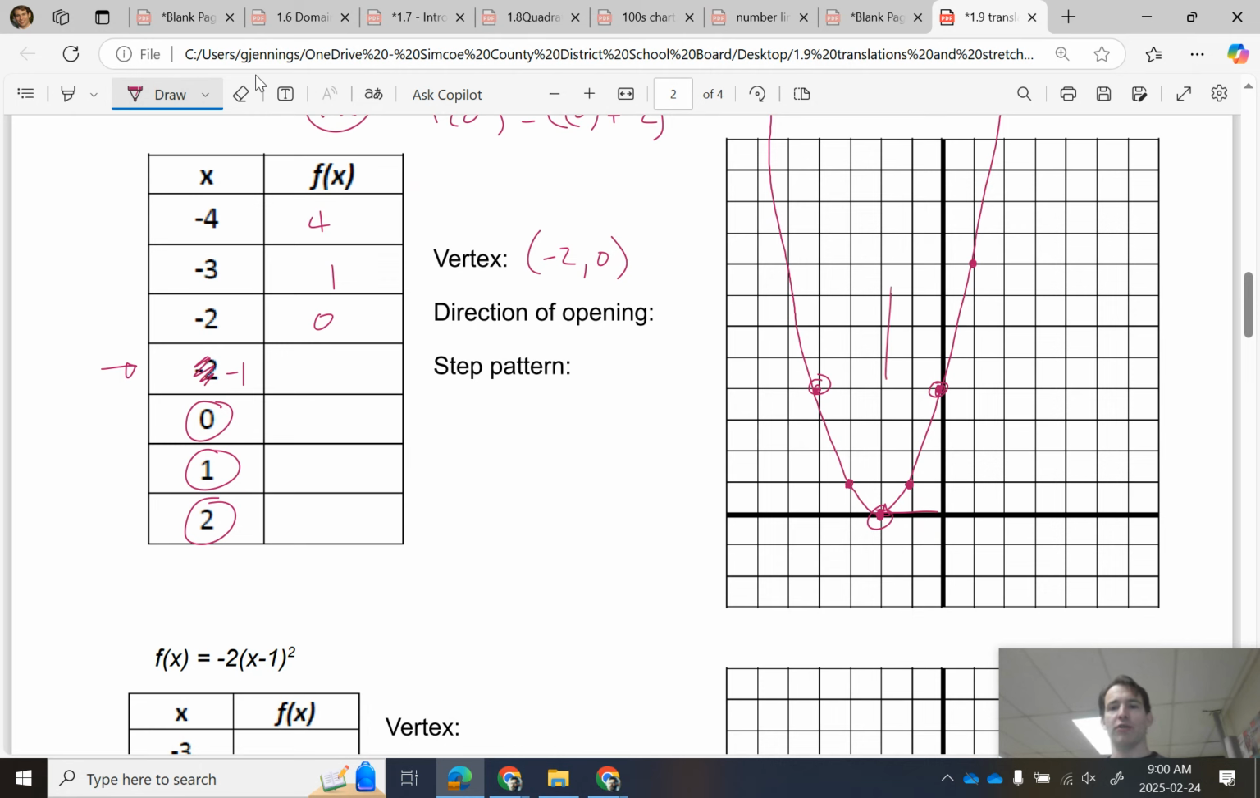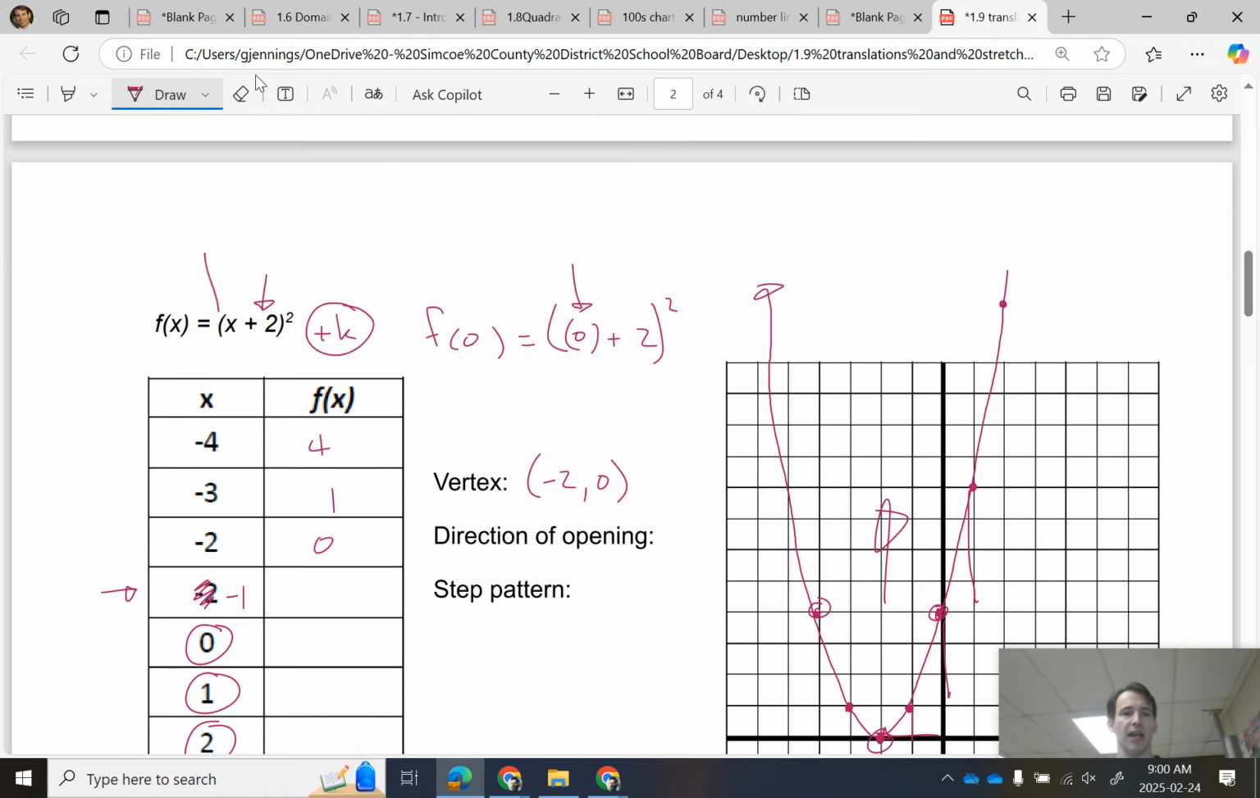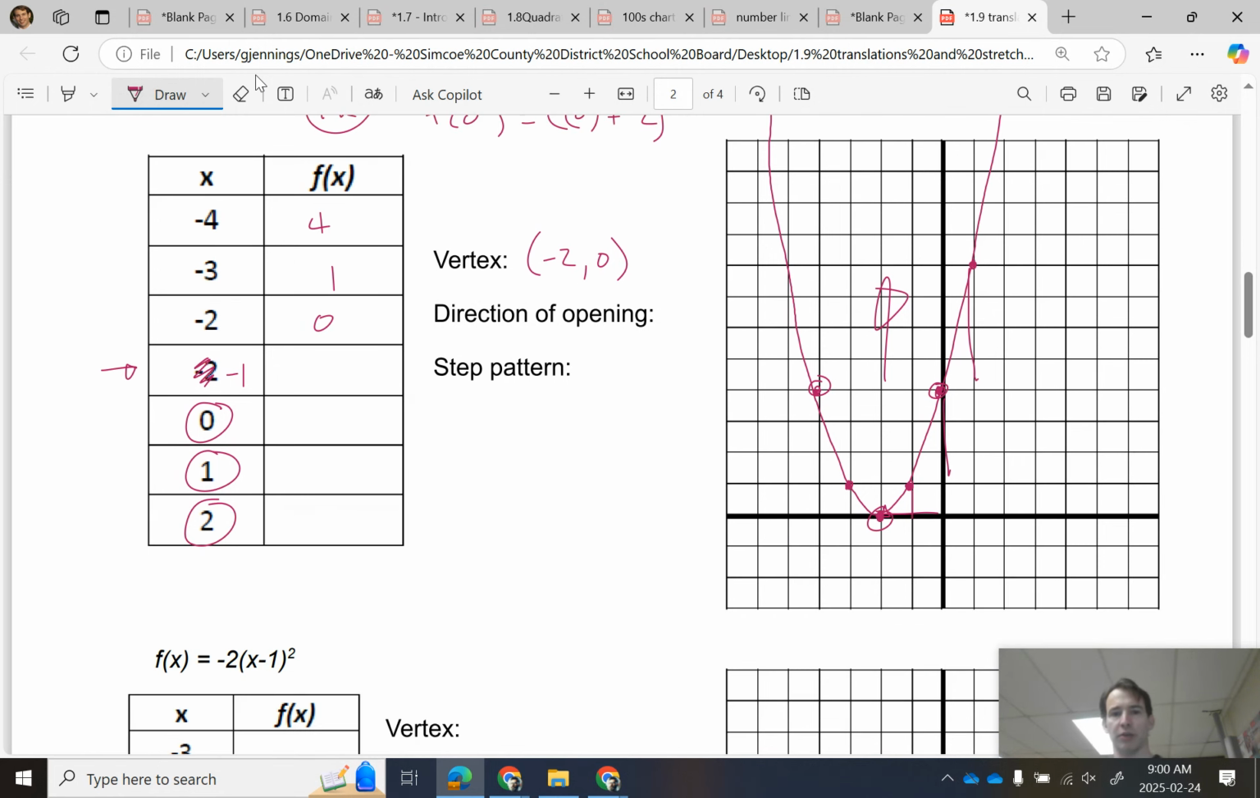Oh, and then we see the direction of opening is still up, and the step pattern is 1, 3, 5, and so on. So the a value here is still 1. So the step pattern is unchanged, 1, 3, 5.